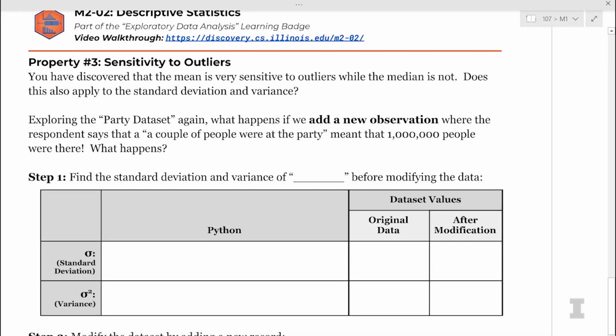Now let's look at just one final property of outliers, and that is how sensitive standard deviation and variance are to adding a single outlier. Sounds good. So what's a new column that we haven't looked at?